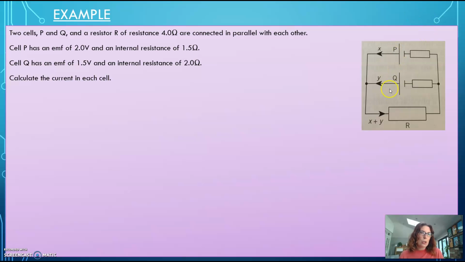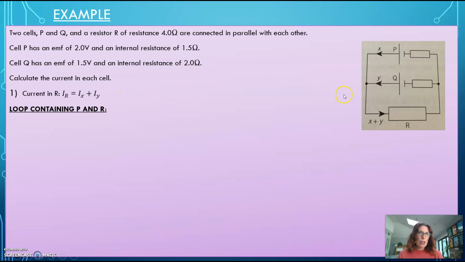there's basically 2 unknowns here because we don't know the current here and we don't know the total current. So the current in R, because of Kirchhoff's first law, will be a current here through P and a current through Q added together. So the question's called this X and Y. So I've said here, well, the current through R is going to be the current through X and the current in Y added together.